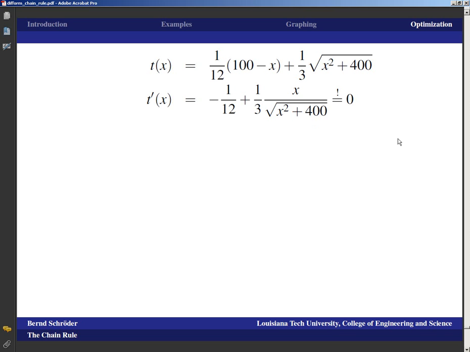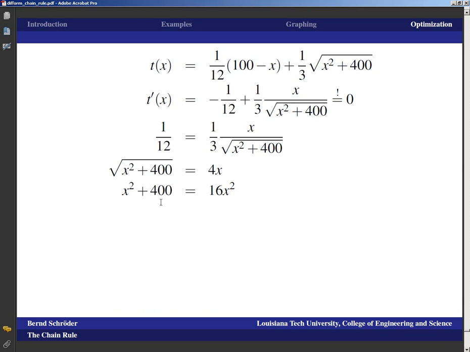Okay, now we have to set the derivative equal to 0. So we end up with 1/12 being equal to this 1/3 x over square root of x squared plus 400. We should probably multiply the square root of x squared plus 400 over, and I may have pulled the 12 over here. Yes, we get square root of x squared plus 400 equals 4x, because of course 12 over 3 gives us a 4. We get rid of the square root by squaring everything, so we get x squared plus 400 equals 16x squared. Thank goodness it's all x squared, so that means basically 400 is 15x squared.